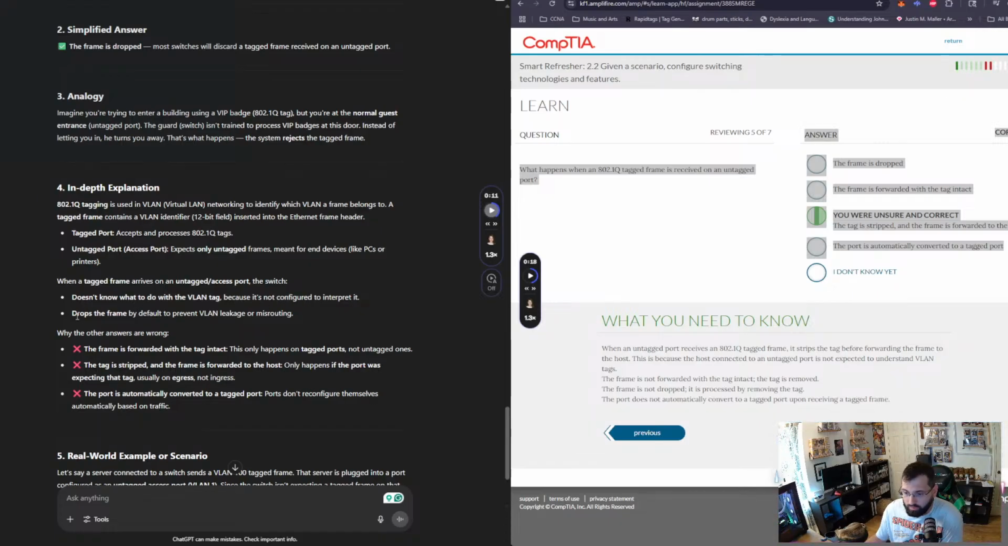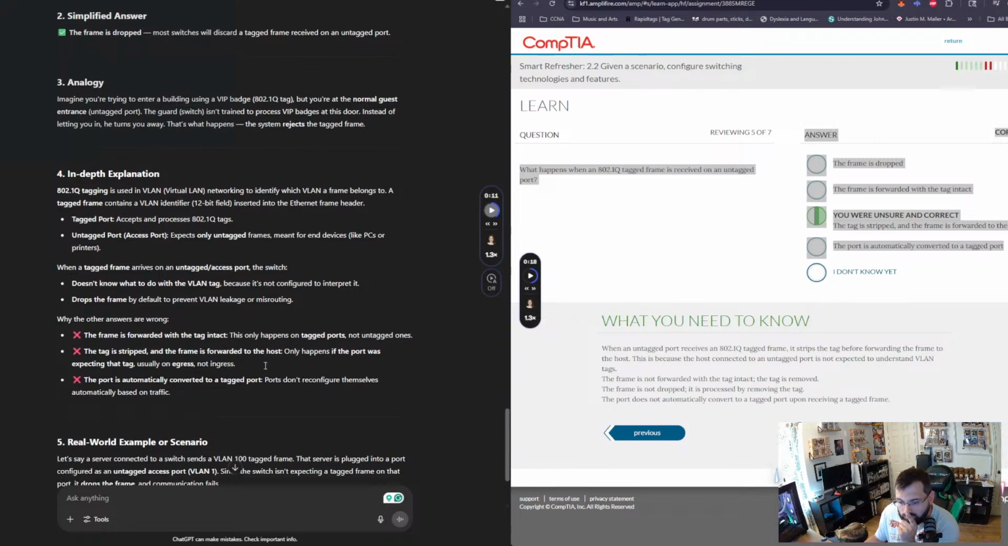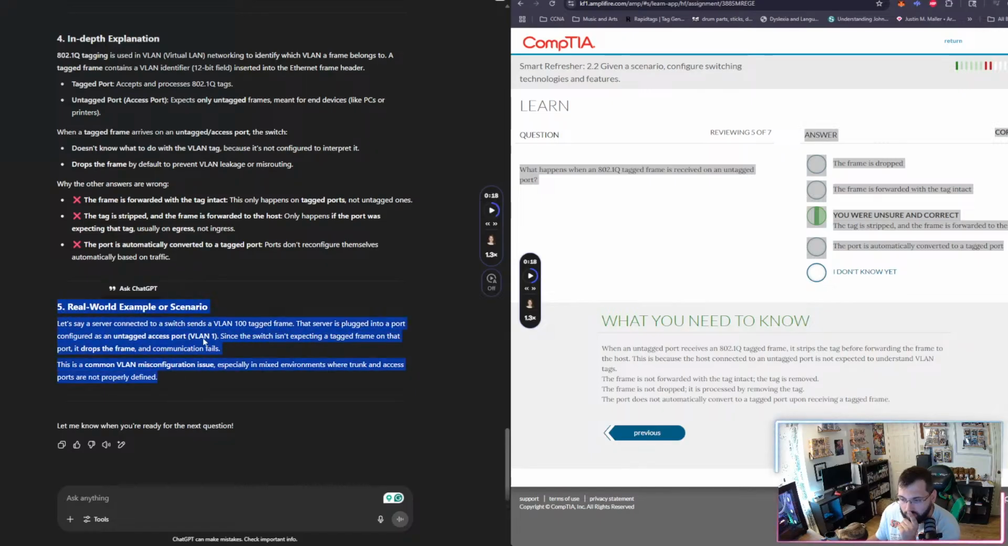Because it's not configured to interpret it, it drops the frame by default to prevent VLAN leakage or misrouting. 5. Real-world example or scenario. Let's say a server connected to a switch sends a VLAN 100 tagged frame. That server is plugged into a port configured as an untagged access port, VLAN 1. Since the switch isn't expecting a tagged frame on that port, it drops the frame, and communication fails. This is a common VLAN misconfiguration issue, especially in mixed environments where trunk and access ports are not properly defined.